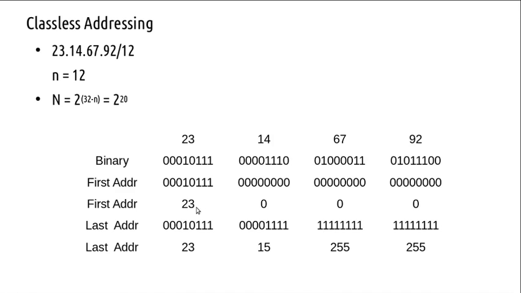So anyway it becomes 23.0.0.0, right? Is there any doubt regarding that? Again for the last address, you keep the first bits the same and put all the rest as ones. So you will get the first address and last address.